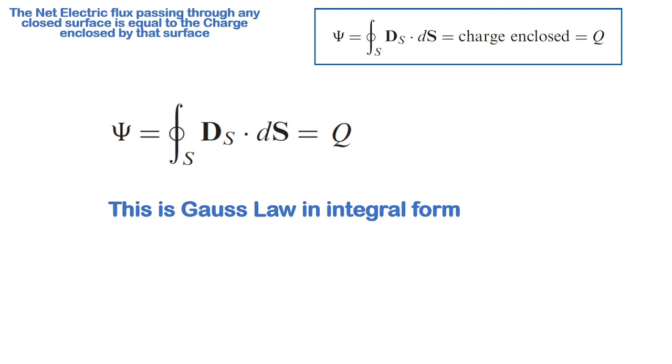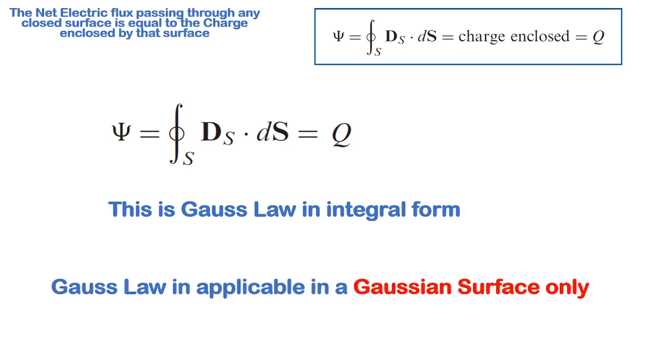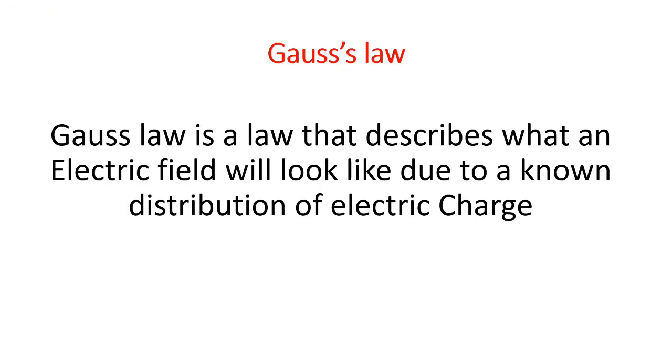The main thing of this Gauss law is a word called Gaussian surface. The Gauss law is applied on a Gaussian surface only. Then what is a Gaussian surface? So let's see about the Gaussian surface. Before that, what is the use of this Gauss law? The Gauss law is a law that describes what an electric field will look like due to a known distribution of electric charge.